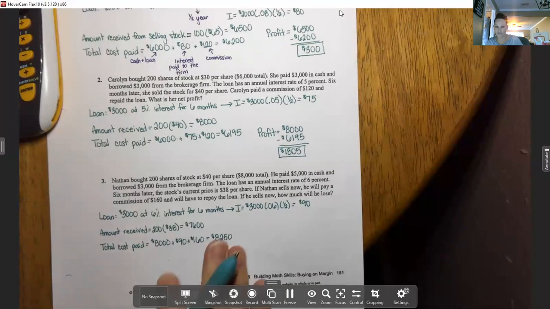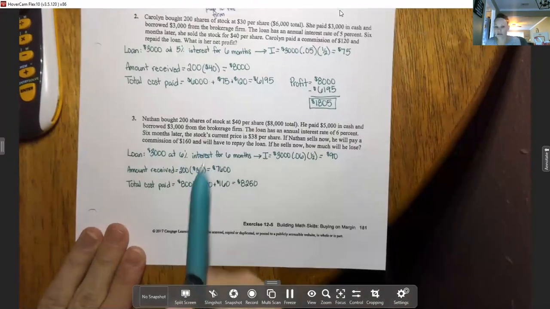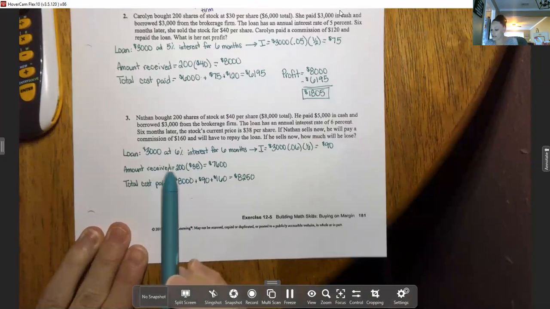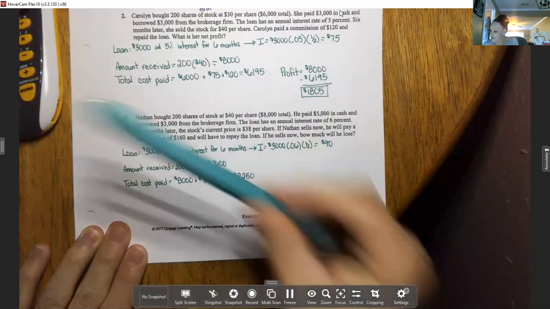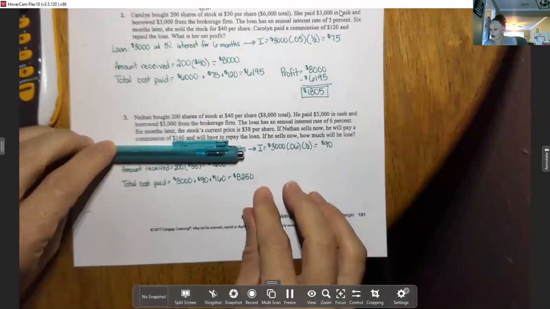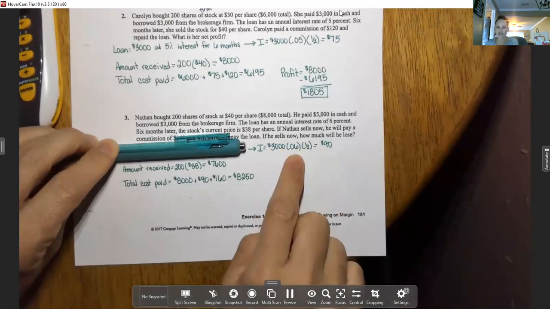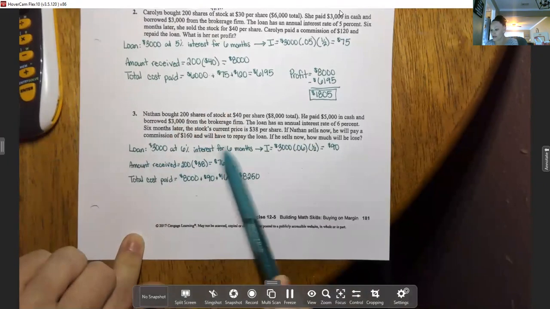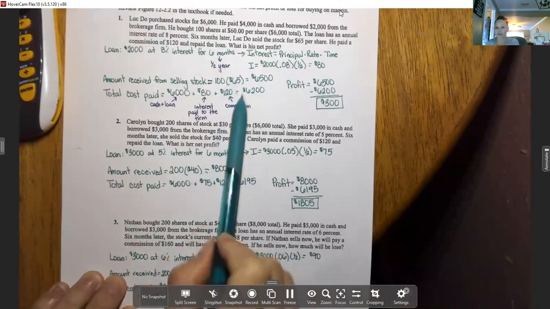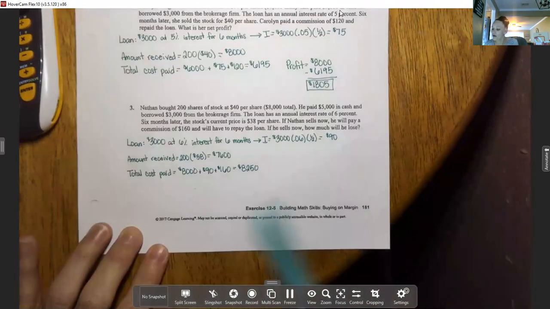Okay, so this is what it looks like. The loan is $3,000 at 6% interest for 6 months, so the interest is $90. Some of you are going to skip this part, and if you're comfortable with the math, you can just go straight here. I like to write it out so you can see exactly where it's coming from, and that's why, on number 1, I tried to label everything.